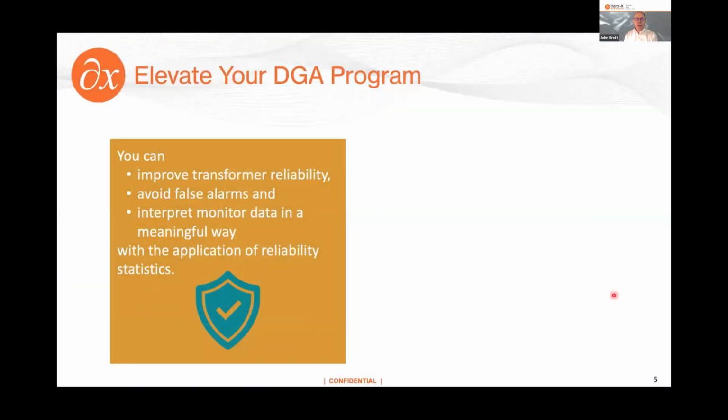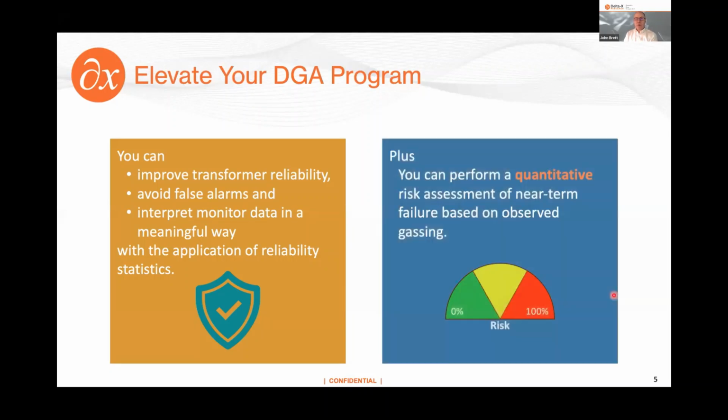You can improve your reliability. You can elevate your program and avoid false alarms with the application of reliability statistics. It also will allow you to interpret your monitor data in a meaningful way. On top of that, rather than just getting green, yellow, red, you can put a quantity on the likelihood of failure from the observed gassing. So how did we get there?